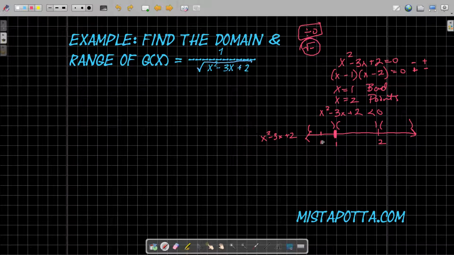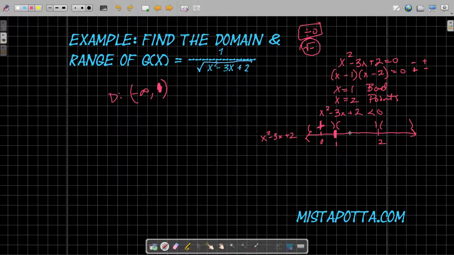So if I change sign here, all of these numbers have to be the same. I can choose any representative, like 0, and see what it does. Well, 0 minus 1 is negative 1. 0 minus 2 is negative 2. And negative 1 times negative 2 gives me a positive, which means if I have 0 being positive, every number in this interval has to be positive, and so it's going to have to be part of my domain. So from negative infinity to, excuse me, not 0, 1. Not including 1, because 1 is a bad point.